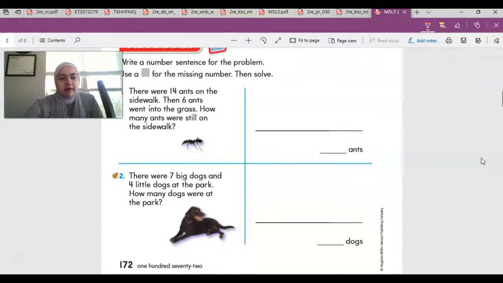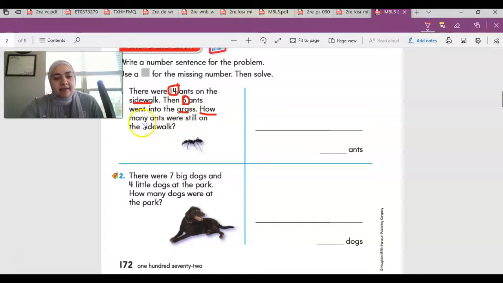You're going to use an empty box for the missing number, and then you're going to solve. So there were, you have to show your strategies on all of these. There were 14 ants on the sidewalk. Then 6 ants went into the grass.